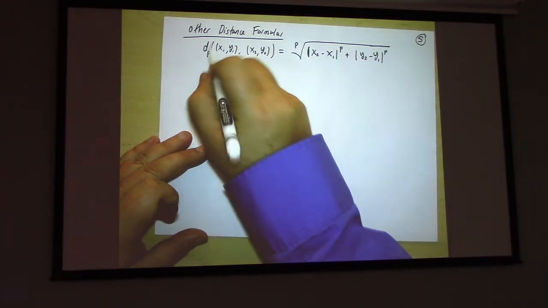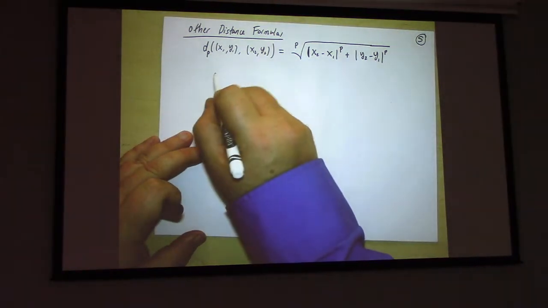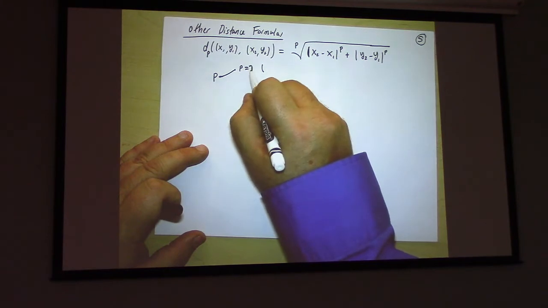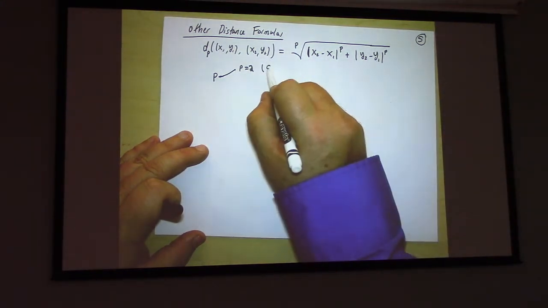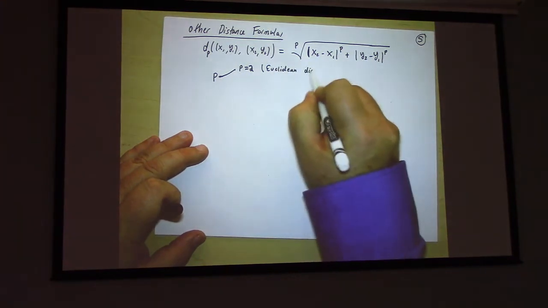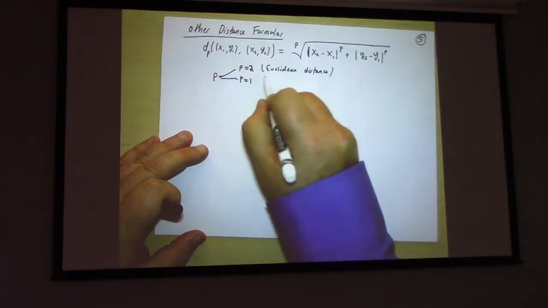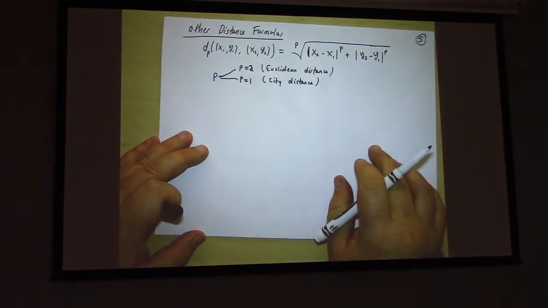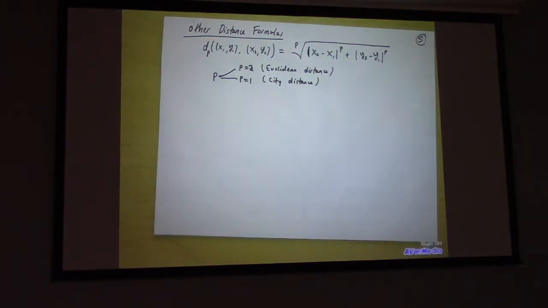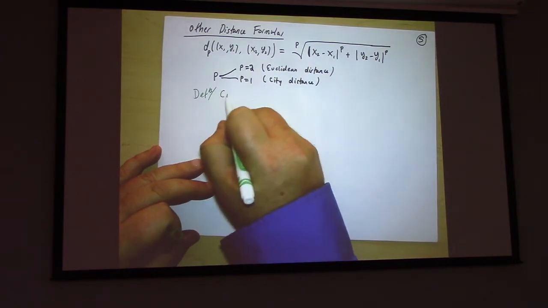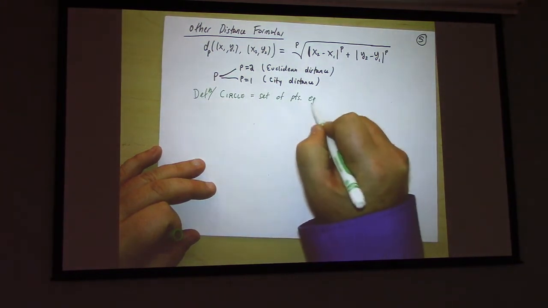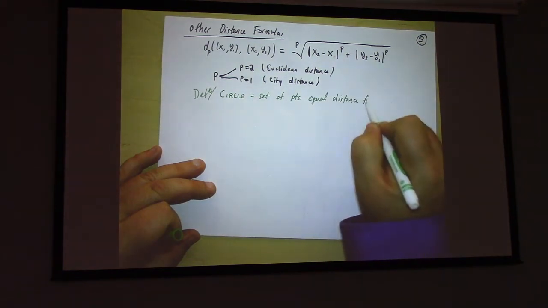So this is the pth distance function. Here we go. P equals 2 gives me the Euclidean case, Euclidean distance. P equals 1 is the city distance. All right? And there are others, but the interesting thing is you can define a circle in this context. What's a circle? A circle is the set of points equal distance from the center, right?